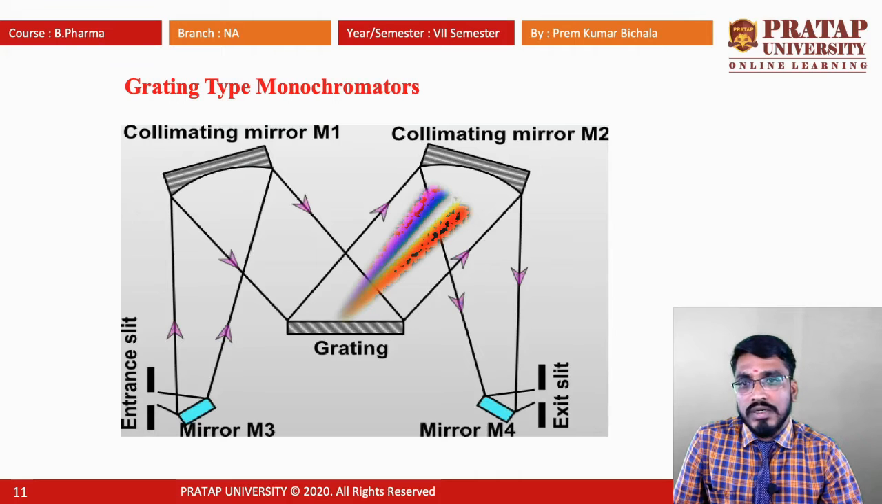This is the figure for the grating type monochromator, showing how the grating type monochromator works inside the instrument. Here also we have the entrance slit and mirrors: mirror 1, mirror 2, mirror 3. In the first step, the light from the entrance slit falls on the collimating mirror M1. After reaching M1, the radiation is passed to the grating, where transmission takes place. From this transmission, we get the proper wavelength which we require.